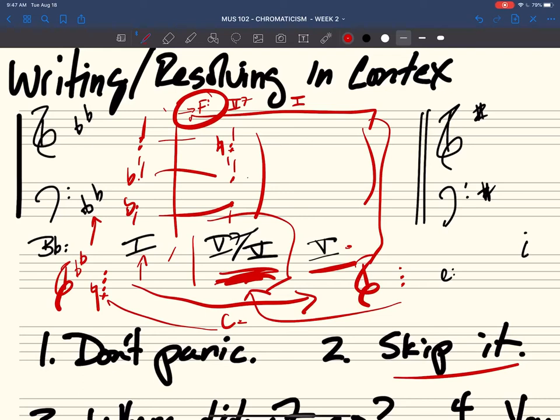You can resolve this. There's a seventh. It goes down. And that could go up. And that's a leading tone. That wants to go, whoa, hey. That wants to go up like that.